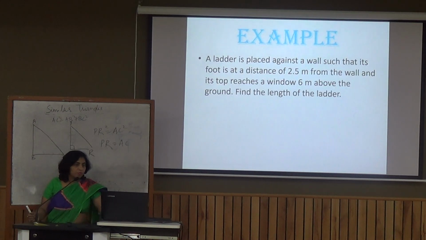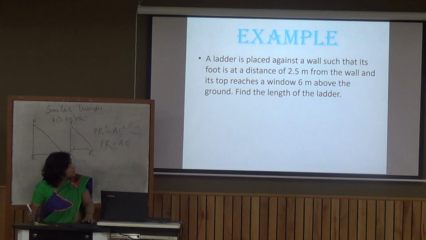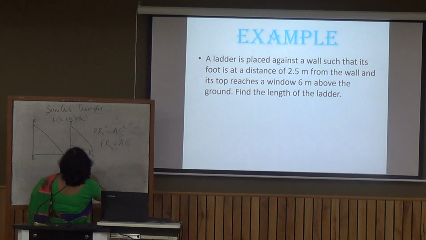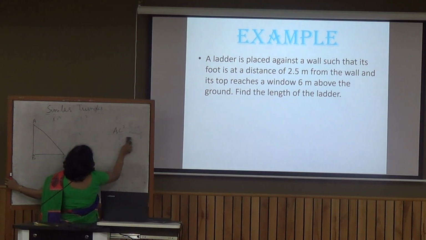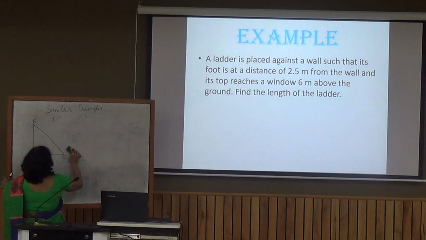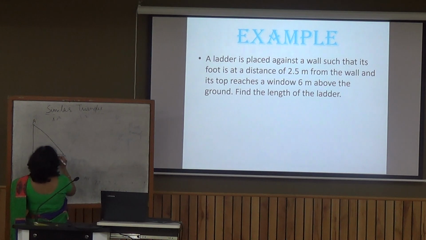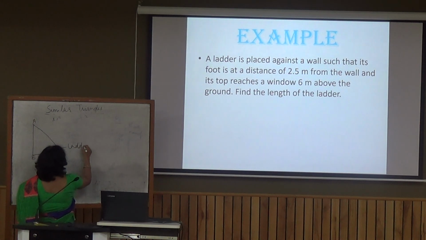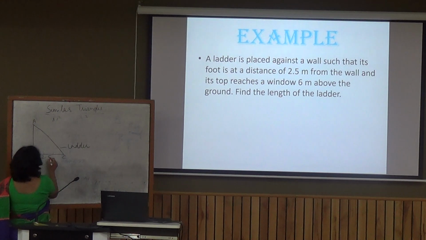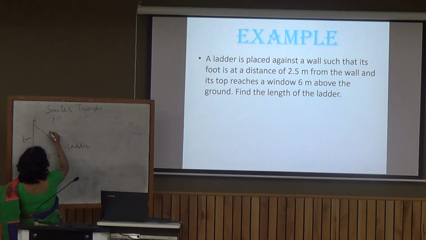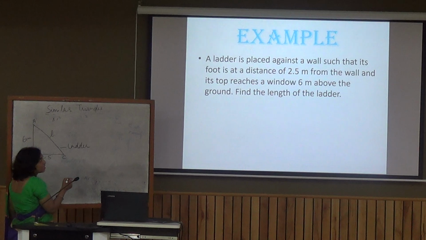Let's look at an example on Pythagoras theorem. A ladder is placed against the wall such that its foot is at a distance of 2.5 meters. So we can consider this as the ladder. The distance is 2.5. It reaches a window at a height of 6 meters. You have to calculate the length of the ladder, which can be considered as L.